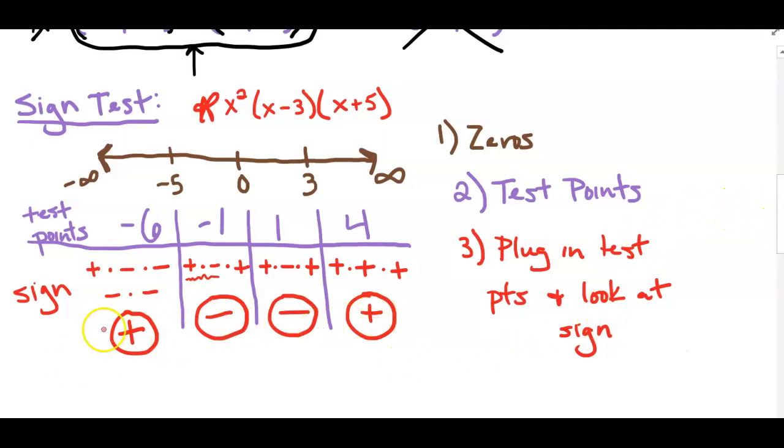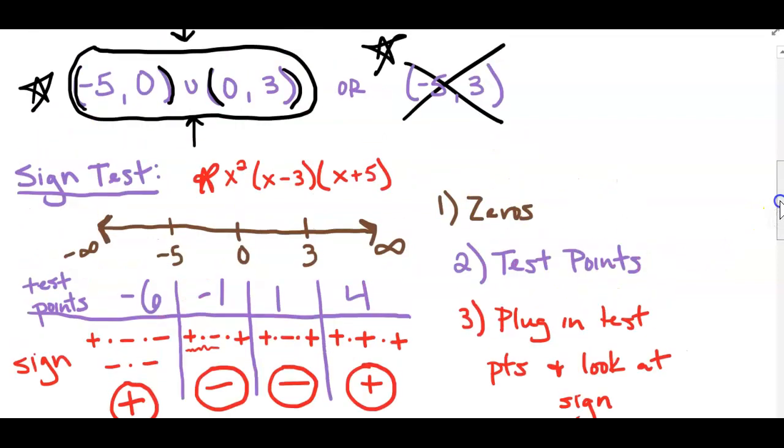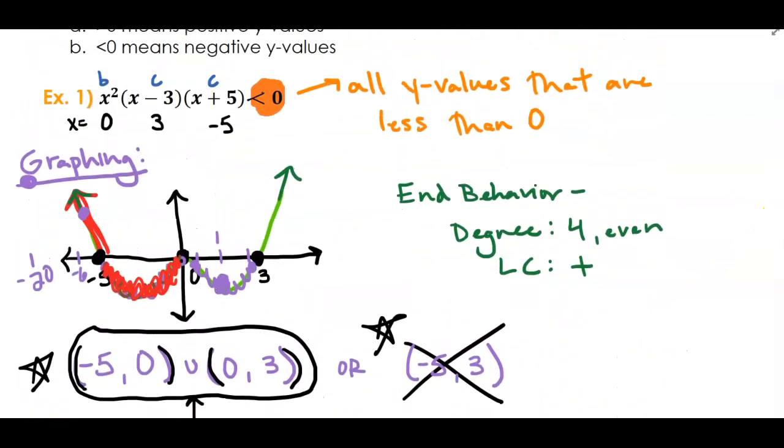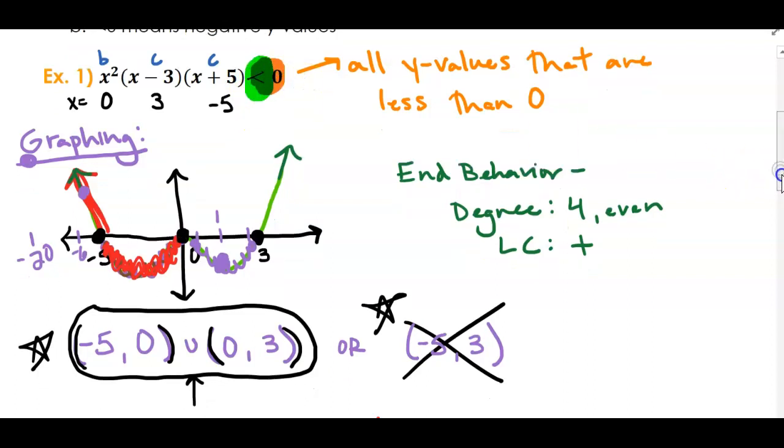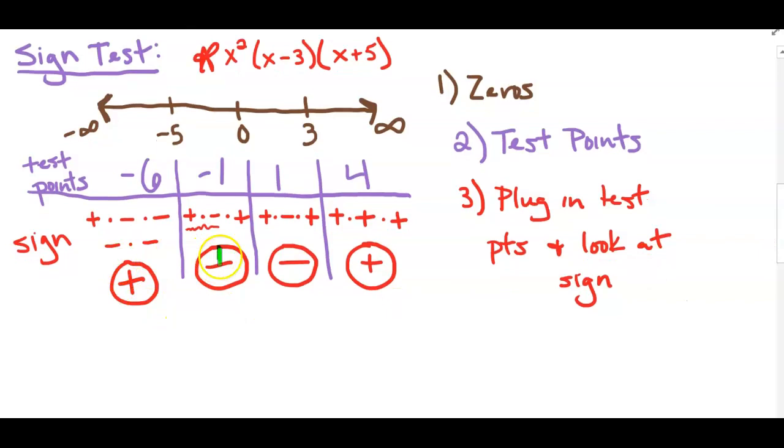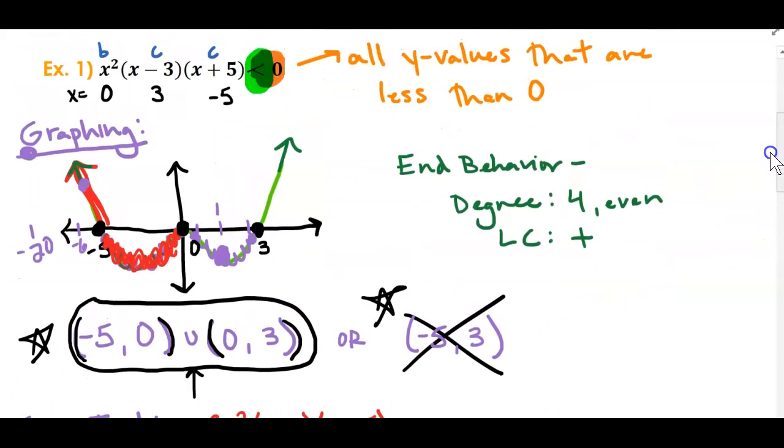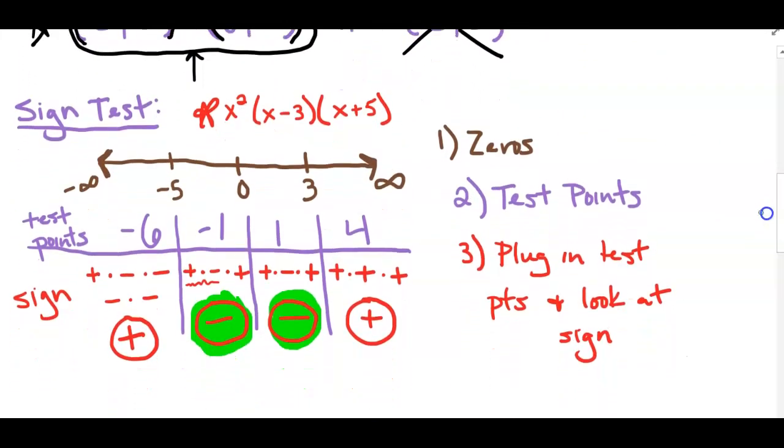Now we're in a spot where we've completed the sign test, because I know what my signs are between these different intervals. So now I can come up with my answer. Again, I was looking for where this polynomial is less than 0, which means I'm focused on negative y values, which are happening over these intervals. Because it is just less than, not or equal to, that means my x-intercepts are not included.